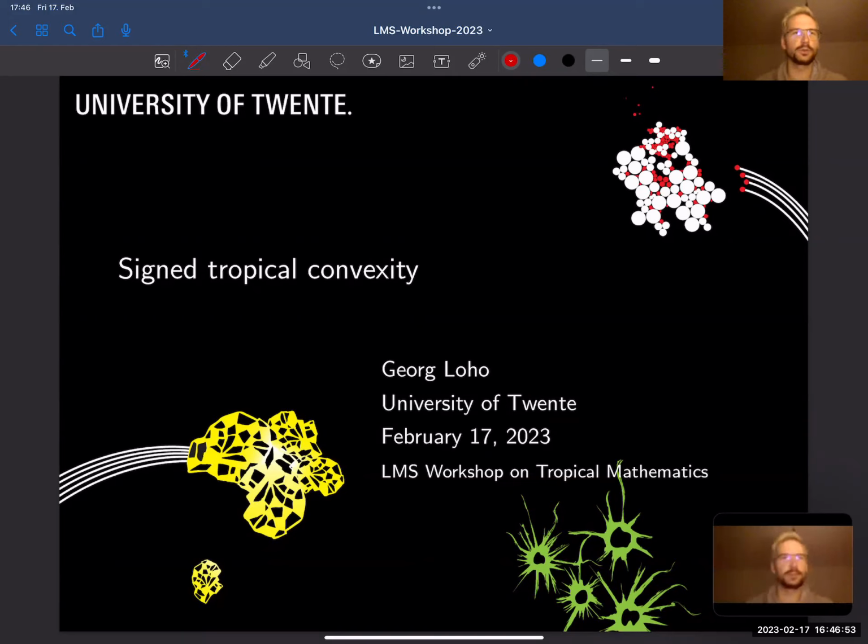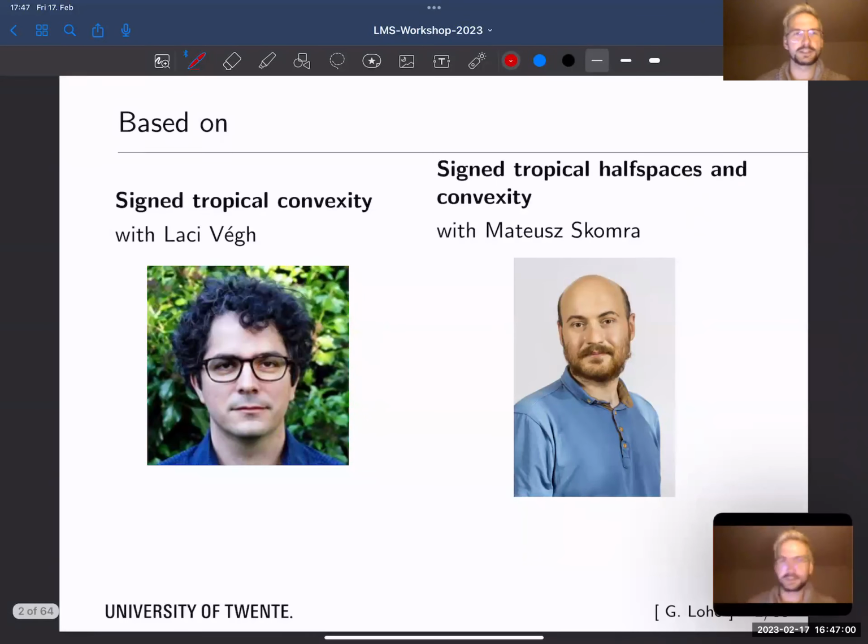I want to give you an overview of sign tropical convexity. This is based on joint work with Laci-Weg. So this is based on two papers, one with Laci-Weg and one with Mateusz Skomra. So I want to give you an overview of different versions of sign tropical convexity.